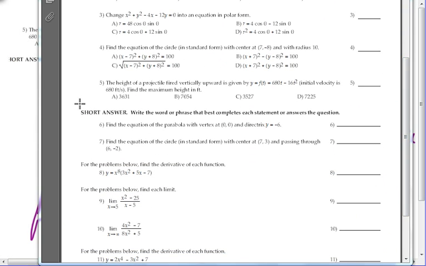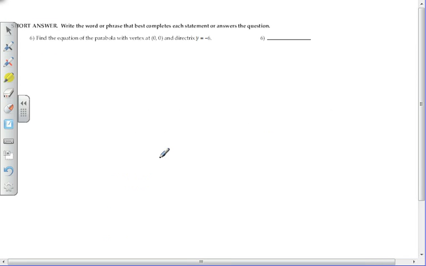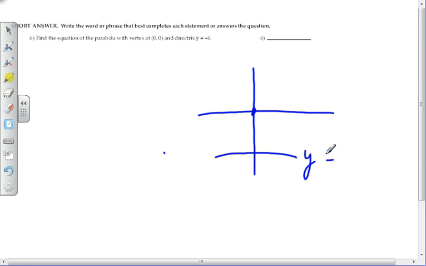Now we're to the short answer ones where I can pick any answer I want. And it'll be perfectly okay because there won't be anything there saying there's something different, right? Find the equation of a parabola. Okay, vertex is there. The directrix is at y equals minus 6. So it's going to do something like that.